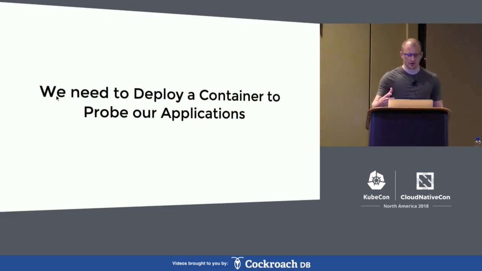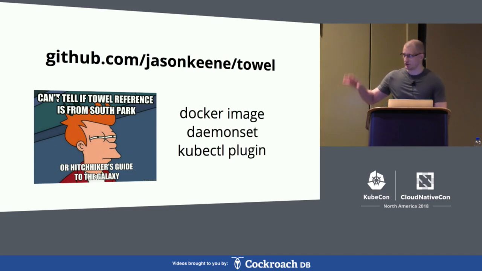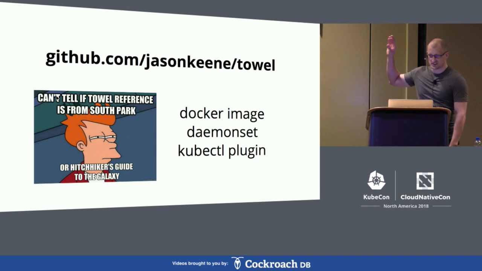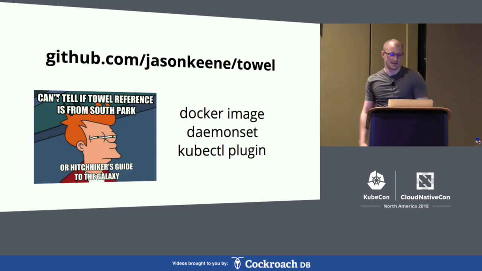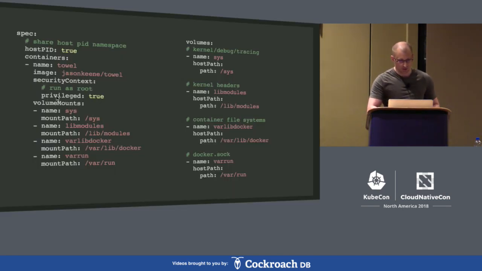We need to deploy a container to probe our applications. So I actually put together a repo that can assist you if you want to play around with it. It's called towel, just Jason Keene /towel on GitHub. That's composed of a Docker image, a daemon set, and a kubectl plugin. I'll go into what those are used for.